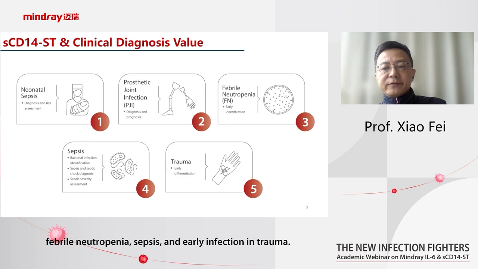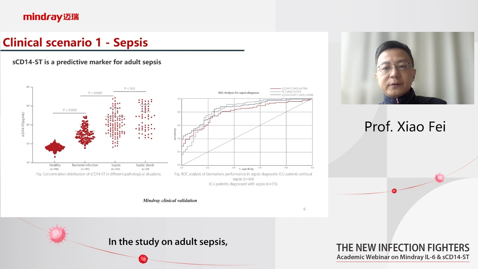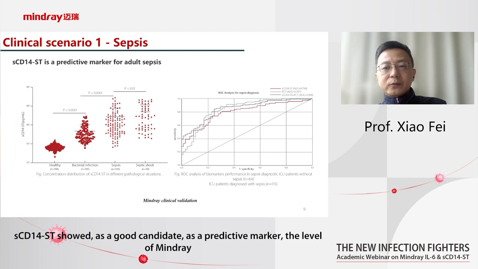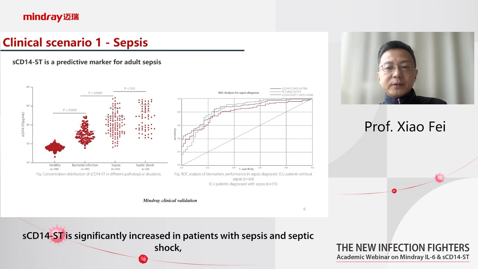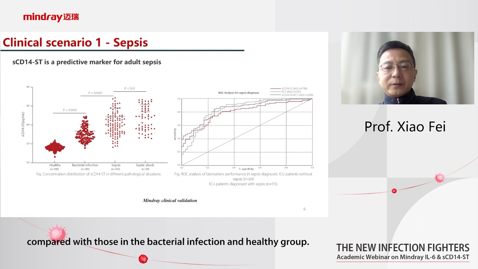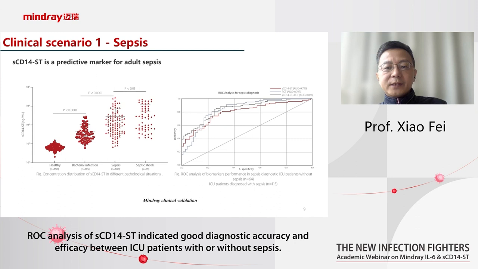In the study of adult sepsis, sCD14-ST showed as a good candidate and a predictive marker. The level of Mindray sCD14-ST is significantly increased in patients with sepsis and septic shock compared with those in bacterial infection and the healthy group. ROC analysis of sCD14-ST indicated good diagnostic accuracy and efficacy between ICU patients with or without sepsis.